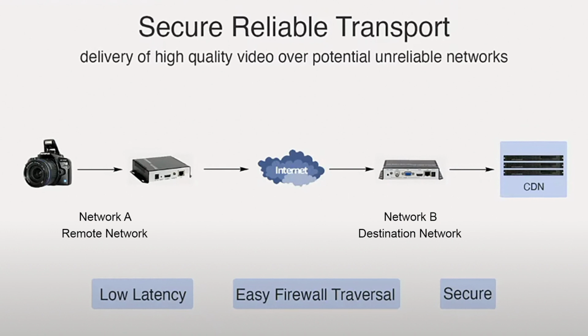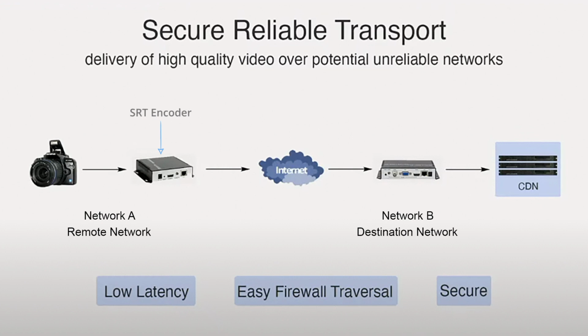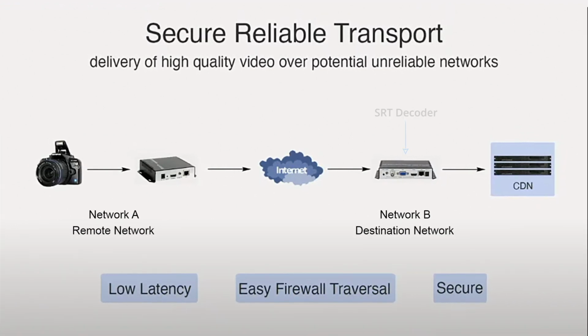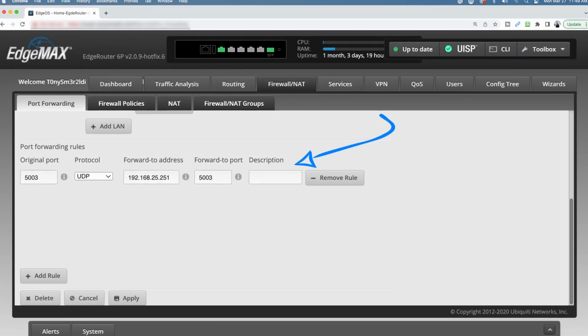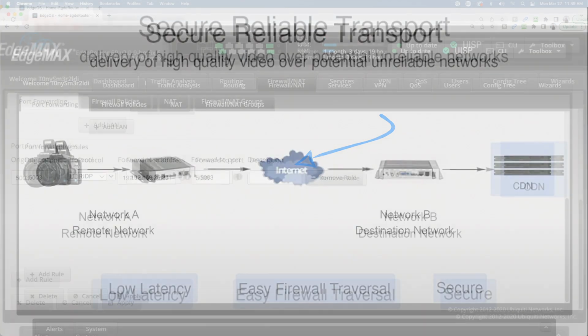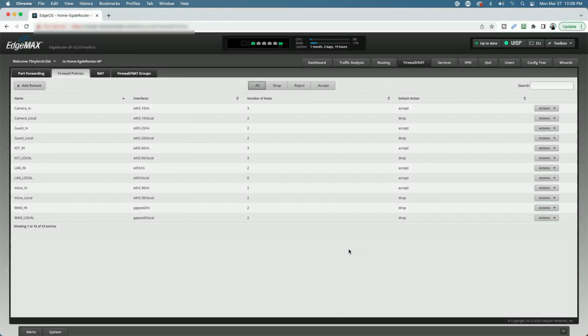The idea is to get the traffic from network A, the remote network, over to network B, the destination network, without using traditional port forwarding where you're opening up, let's say, port 5003 to the entire world. So we're going to use DNAT. I'm going to show you how to create a DNAT rule in the edge router to achieve this goal. And we're going to lock down the traffic so that we're only going to allow traffic from network A, the remote network.